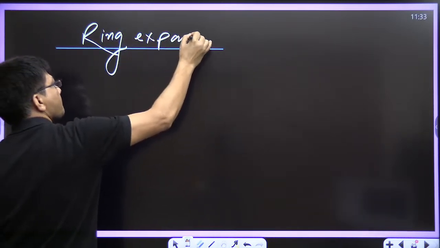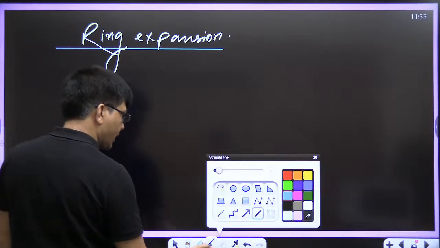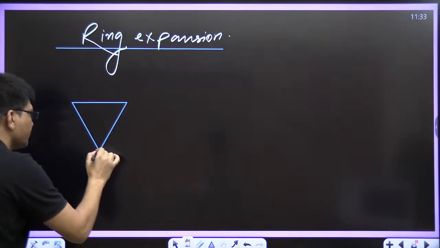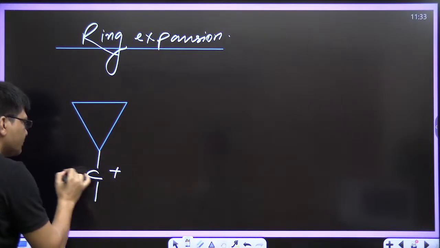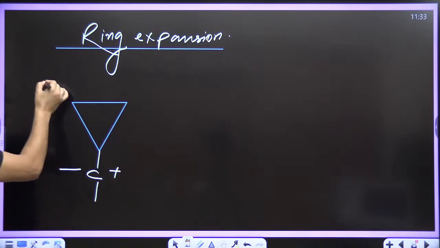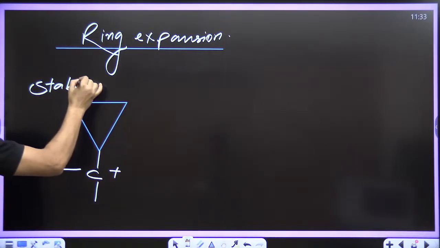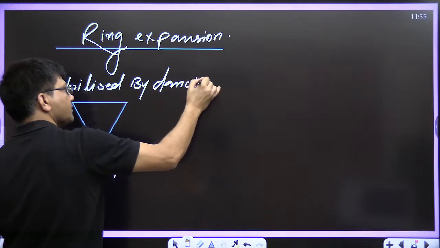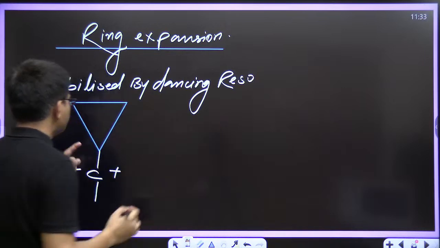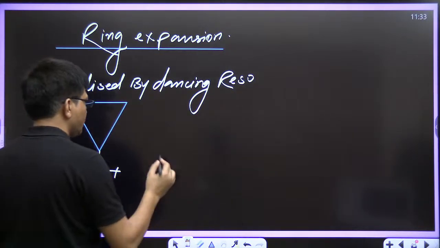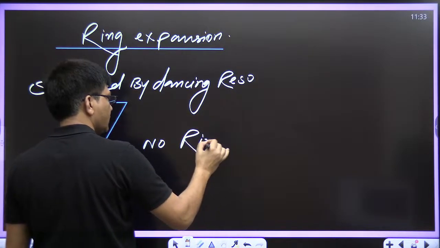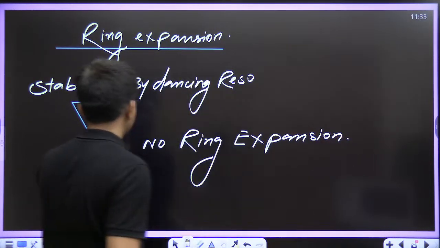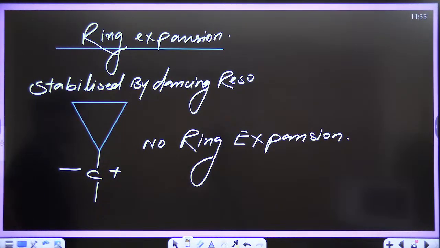Always remember that whenever the ring is given like this, what's special in this ring? This ring is stabilized by resonance. This ring is stabilized by what, kids? So this ring will not show ring expansion, no ring expansion. Now kids, should I tell you one thing?